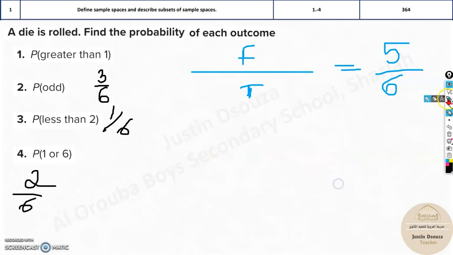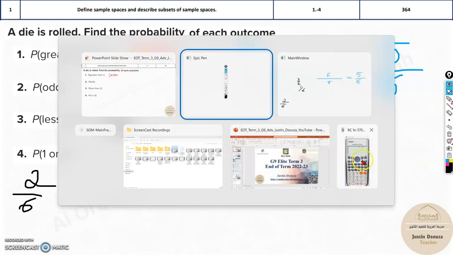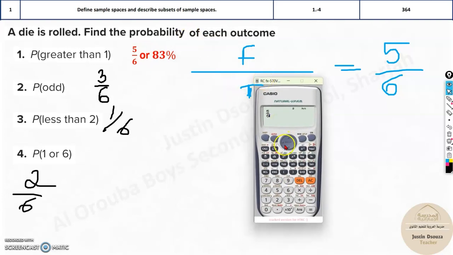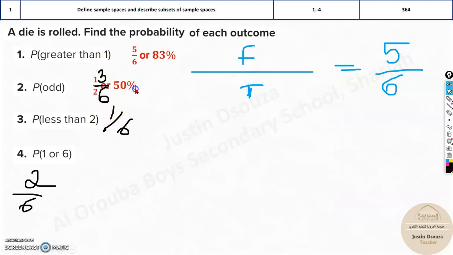Now let's look at the answers. Over here you can see it's 5 by 6 or 83%. What does that mean? This basically means 5 divided by 6, or if you want it in terms of percentage, you have to just multiply by 100. It is 83.33%. Now same thing over here, you can just reduce them. 3 divided by 6 will be 1 half, and that's the answer, 50%.